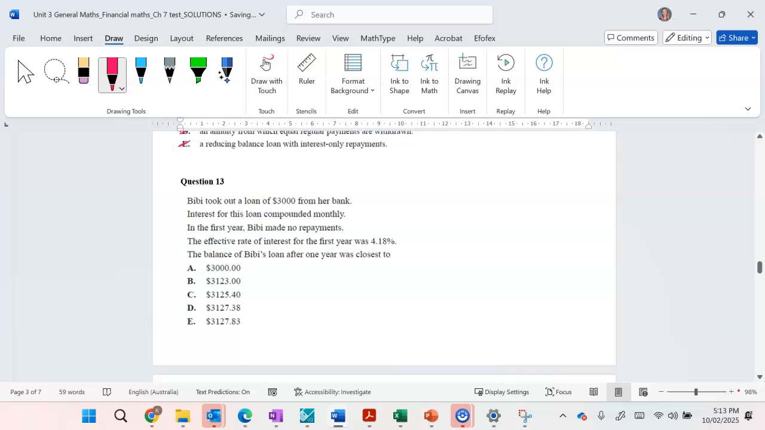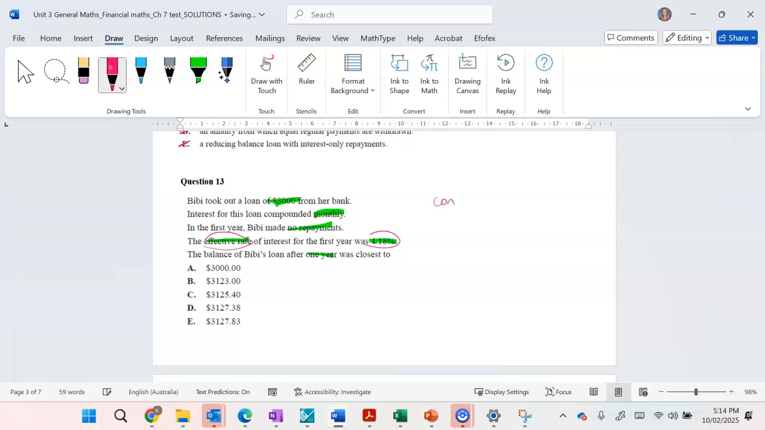All right, question 13. Bibi, or is it bye-bye? I think it's Bibi. Took out a loan of $3,000 from her bank. Interest for this loan is compounded monthly. In the first year, Bibi made no repayments. The effective rate of interest for the first year was 4.18. The balance of Bibi's loan after 1 year. Oh, so much going on, Bibi. The first thing I've noticed is we've been given the effective interest rate.